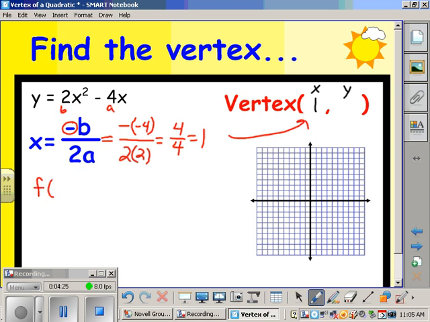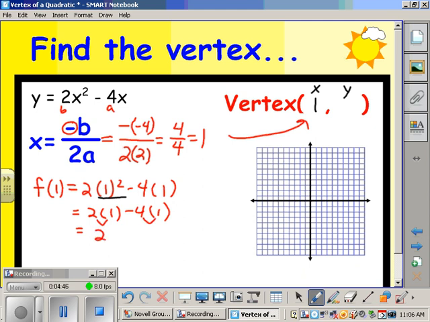Now we're going to take our x value, which is 1, and plug it in for each x in the original equation. So using the order of operations, again, we'll square the 1 first, giving us 2 times 1. So really, when we multiply the 2 and 1 and the 4 and 1, we have 2 minus 4 to give us a y value of negative 2.